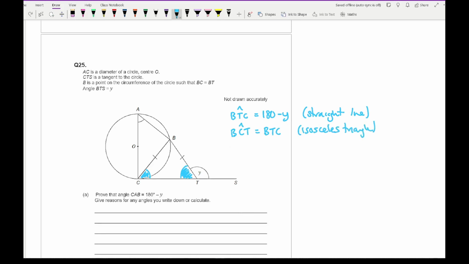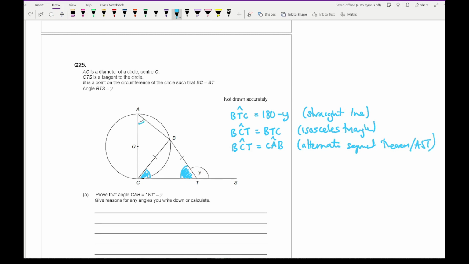And as this is a tangent, then this angle here, so BCT, is going to be the same as CAB because of the alternate segment theorem, in which I think examiners are recognizing that if you write AST, they will get what that means.